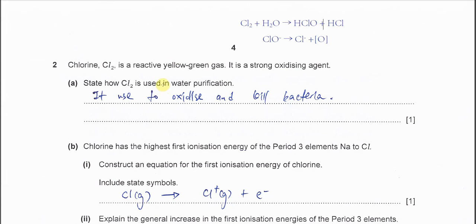Question 2. Chlorine is a reactive yellow-green gas and is a strong oxidizing agent. So why is it a strong oxidizing agent? As all of you know, when chlorine dissolves in water, it forms two acids, HClO and HCl. The hypochlorous acid will further decompose to form the chloride and the oxidizing agent. This oxidizing agent is used to kill bacteria by breaking their cell wall. So very easy, the function is just to oxidize and kill bacteria.